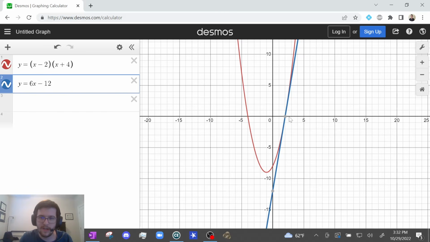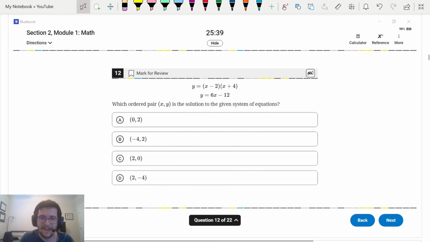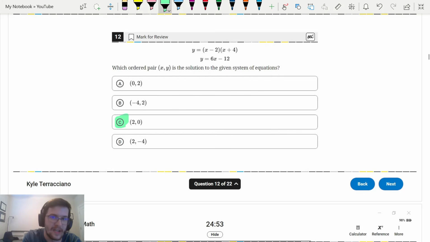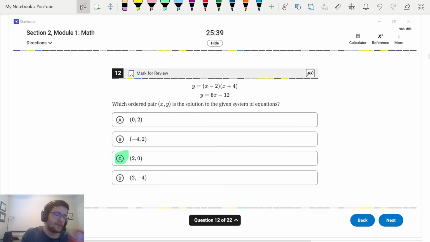Okay, so it's here, it says 2, 0. You just click on it. That's it, we're done. I don't know why this is a question, but whatever. Okay, so the answer is C, 2, 0. That's it. I'm going to go over how to do it by hand just in case you get one with letters in it, and then you have to do it by hand.